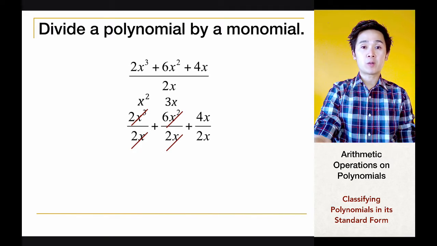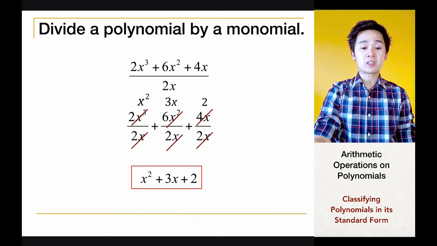And the simplest form of our last term is simply 2, because we can simplify 4x and 2x by dividing it. So our polynomial is now x squared plus 3x plus 2, which is a quadratic trinomial. This particular method only works when your denominator or divisor is a monomial.